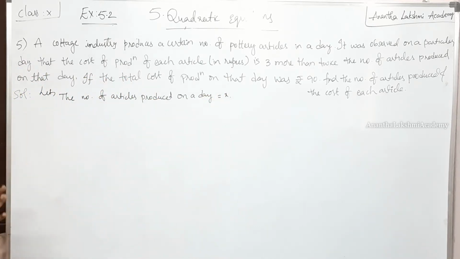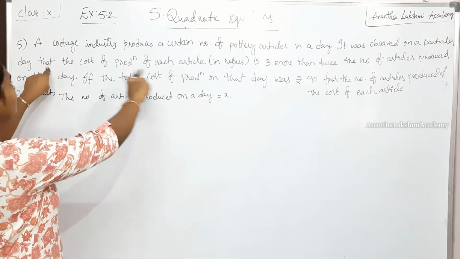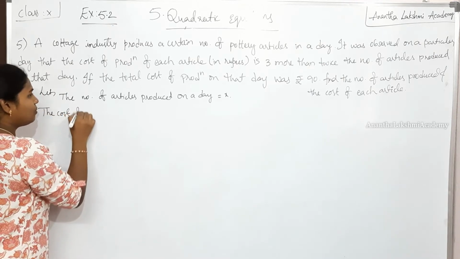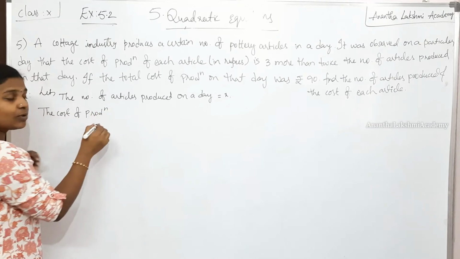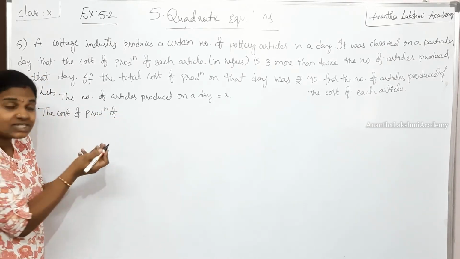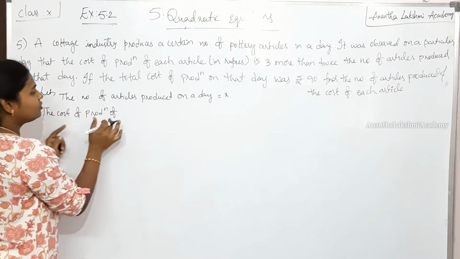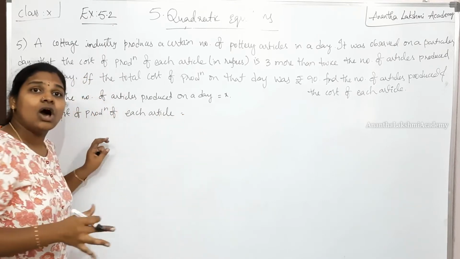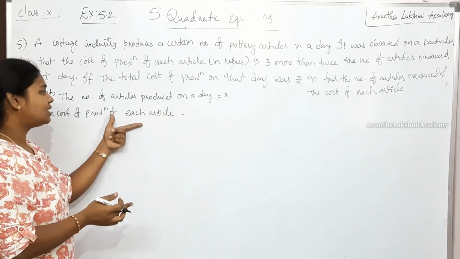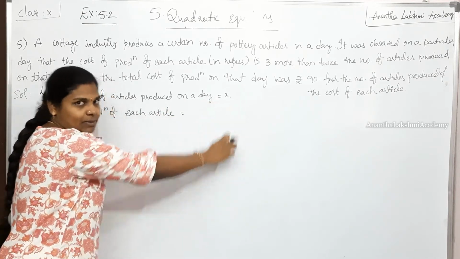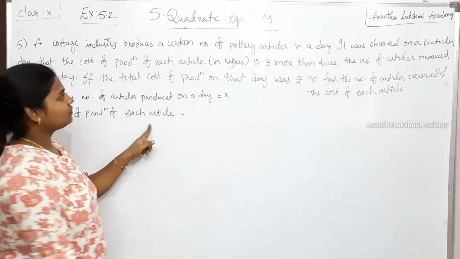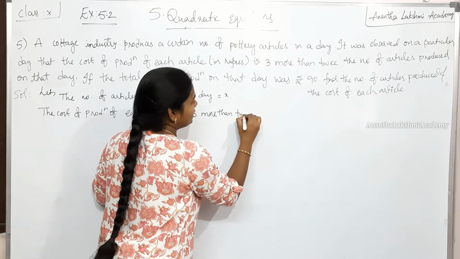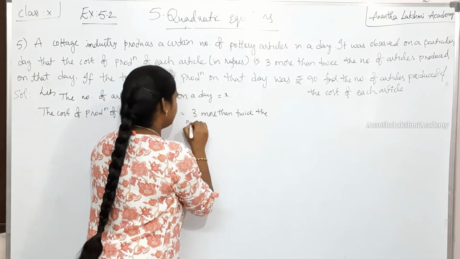Okay, the first thing is x, we got to know. Now what is given? The cost of production of each article. This is not the cost of production of all the articles, this is for each article, that we need to notice. This is the individual cost of an article. If you want to get the cost of all the articles produced, then we need to multiply this with the number of articles. Okay, the cost of production of each article is 3 more than twice the number of articles produced on that day.